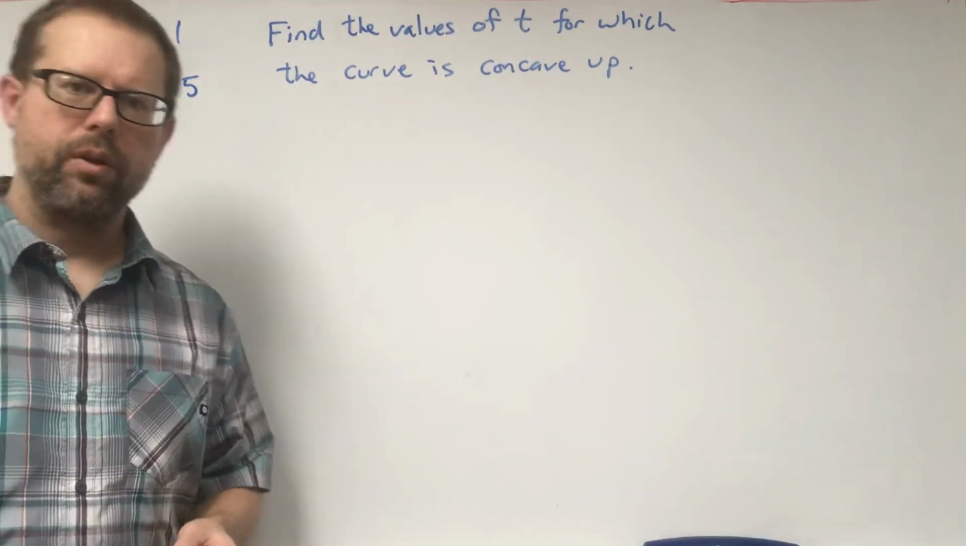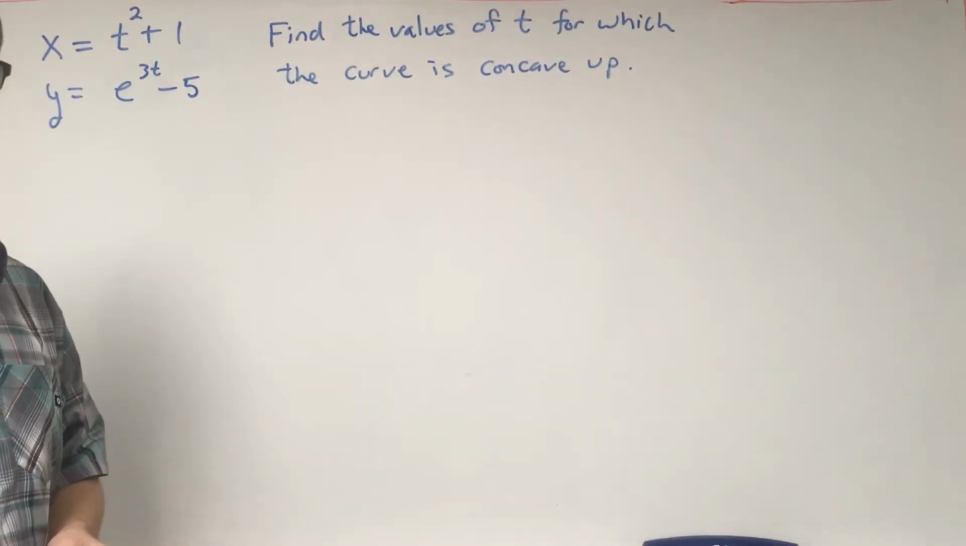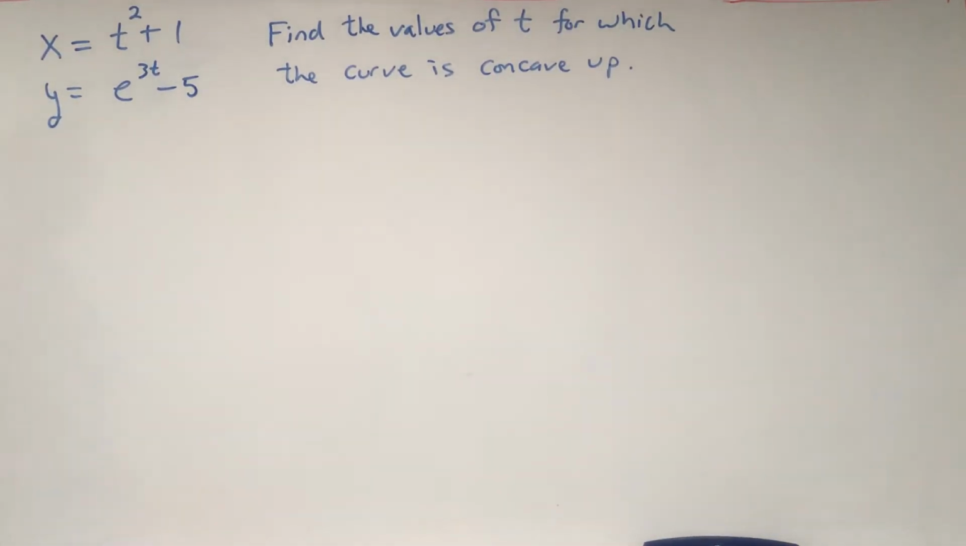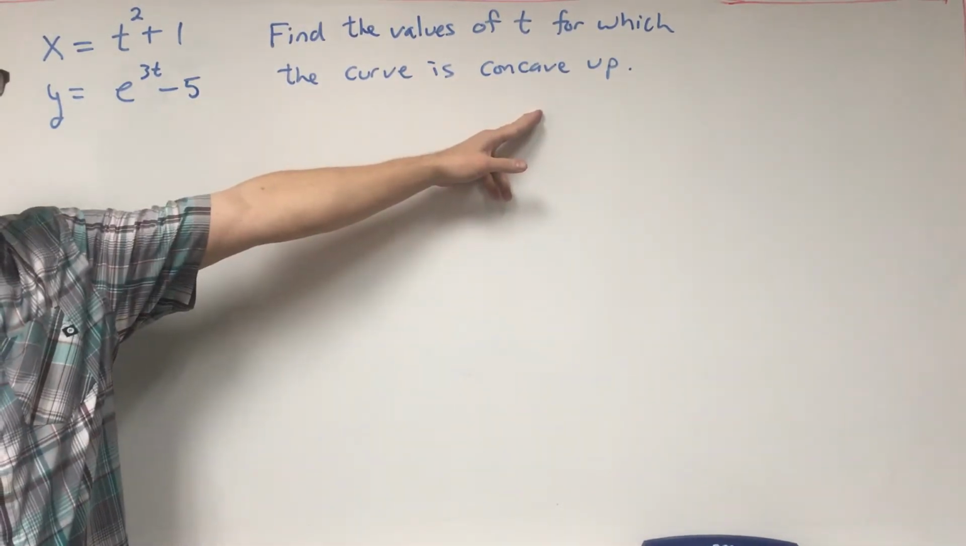In this video, we're going to discuss the second derivative and concavity with parametric curves. Let's begin with equations x equals t squared plus 1 and y equals e to the 3t minus 5. Now, ultimately, we want to find the values of t for which the curve is concave up.